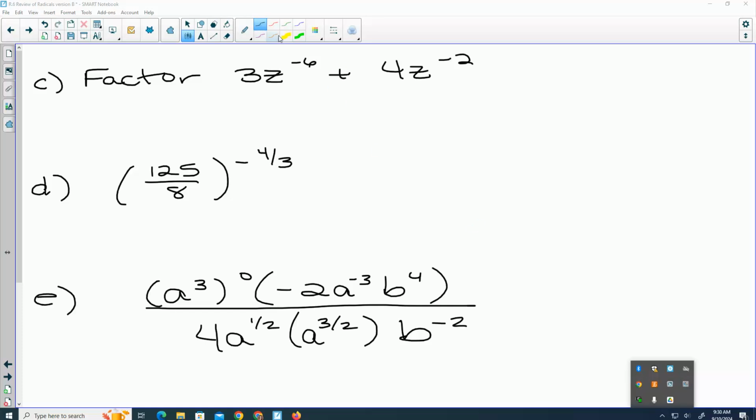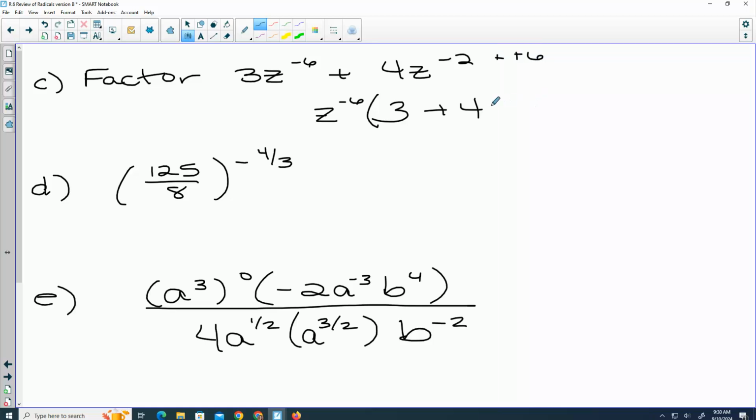What can you take out of the first one? A z to the negative 6. They both have z's. You take out the smaller exponent. So we have a 3. We took out all those z's, so it's gone. Plus 4. When you take out z to the negative 6, it's like subtracting. So negative 2 minus negative 6 is positive 4.